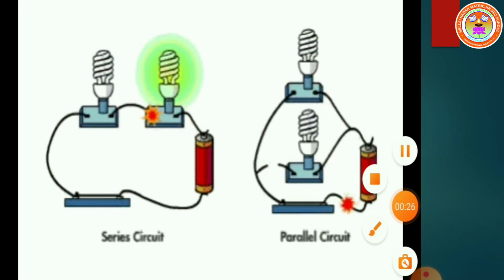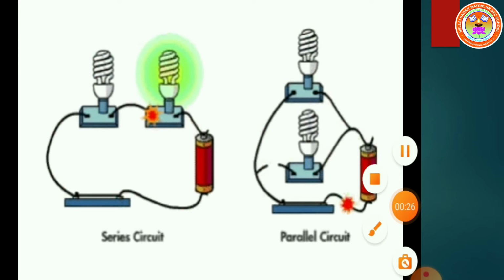Series circuit: components are arranged in a line. Parallel circuit: components are arranged parallel to each other. Series circuit: if one component breaks down, the whole circuit will burn out. Parallel circuit: other components will function even if one component breaks down.